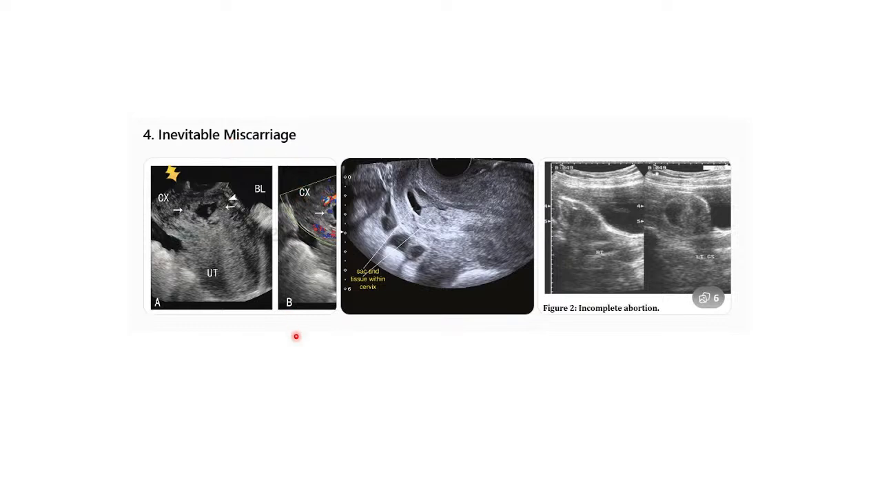Inevitable miscarriage. Inevitable means that it can't be stopped. When you see that the pregnancy is now inside the cervix and is on its way out, that is an inevitable miscarriage. You cannot save that. When the os is open, and the cervical canal is now open, you are supposed to know that we are on the highway out. So that's an inevitable miscarriage.